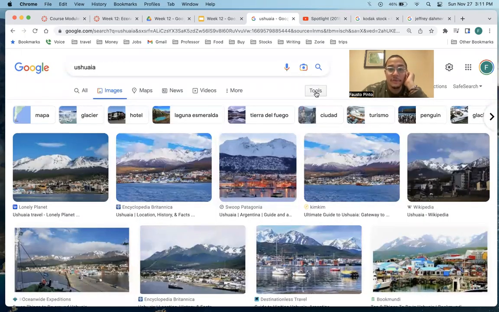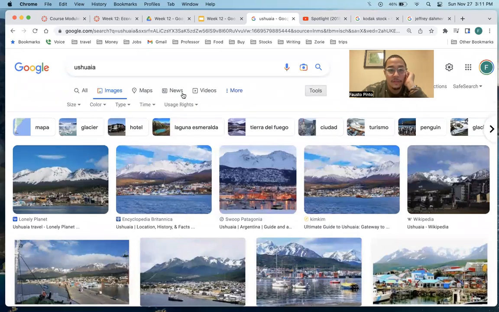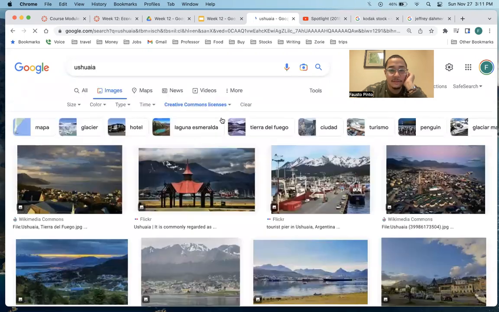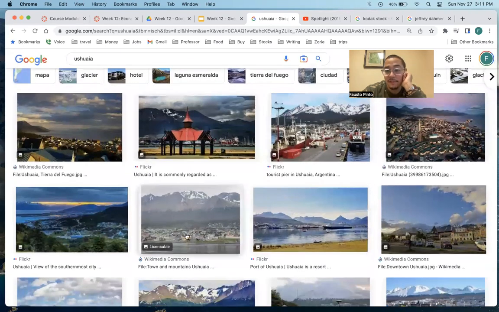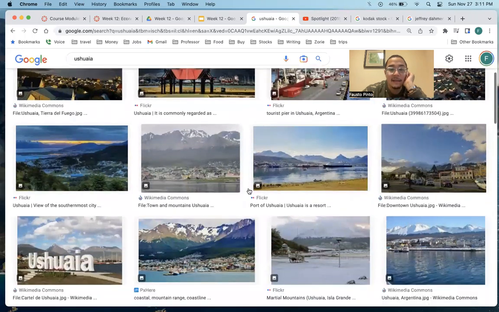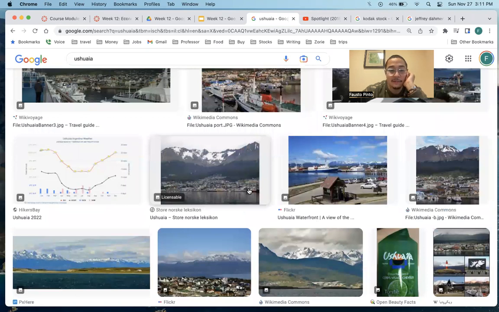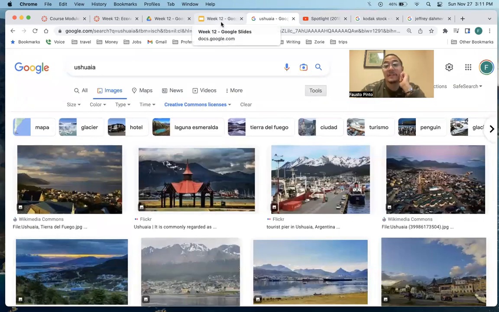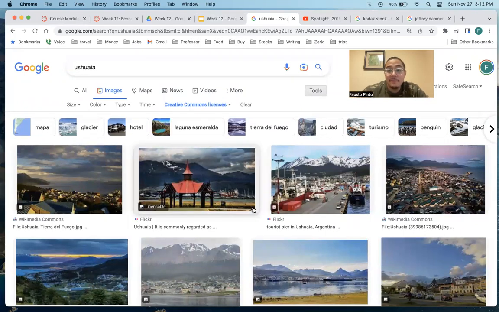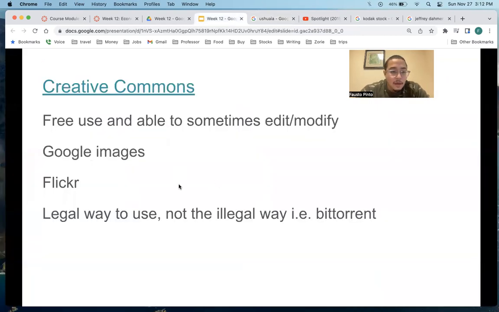One of the other things with Google you can use: you go to Tools, you do Usage Rights, Creative Commons licenses, and I can use any photo here, mostly on Flickr or Wikimedia Commons. I can use any of these photos here without infringing copyright or stealing. Please don't steal on the internet, especially people's works, artists. Artists spend time to do these things, and use Creative Commons to get the photos that you need. This is the legal way to use it, and not the illegal way, i.e. BitTorrent.